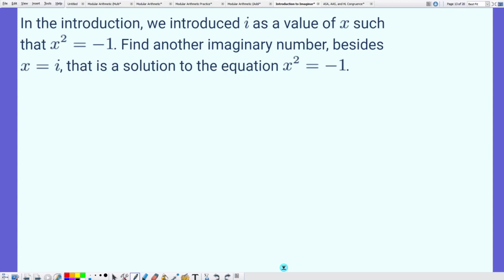Okay, now, this problem states, as before, we introduced i as a value of x such that x squared is equal to negative 1. Find another imaginary number besides x equals i that is a solution to this equation, x squared equals negative 1.